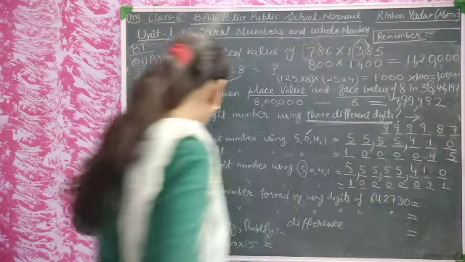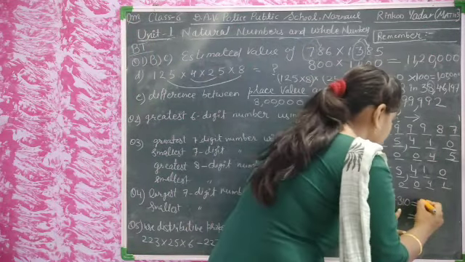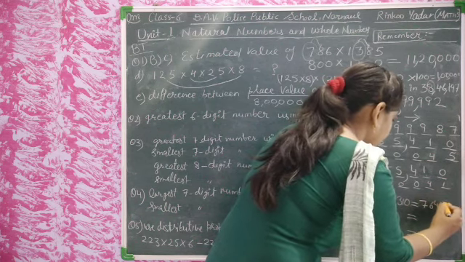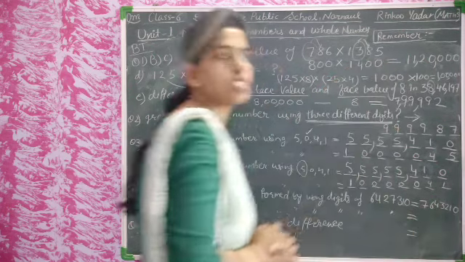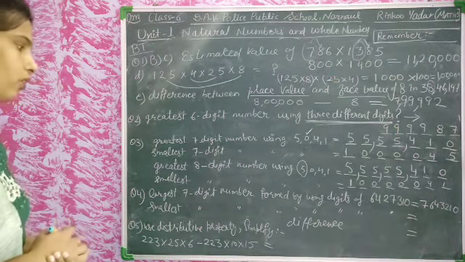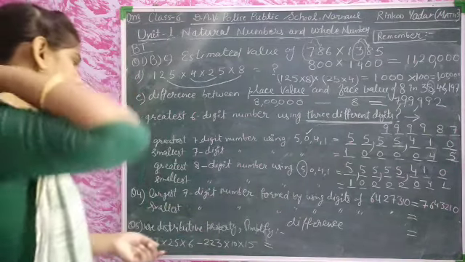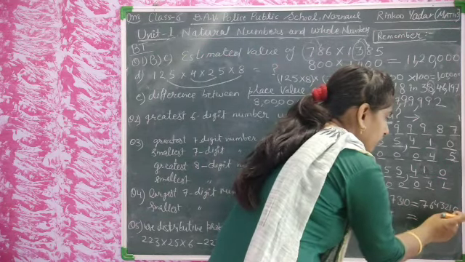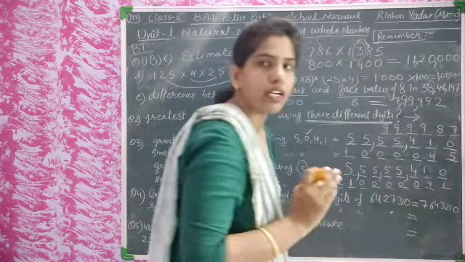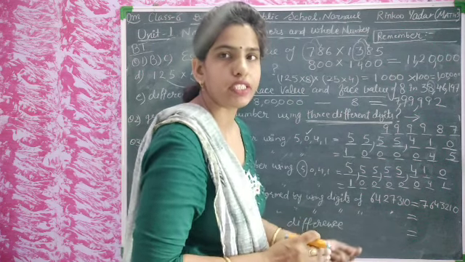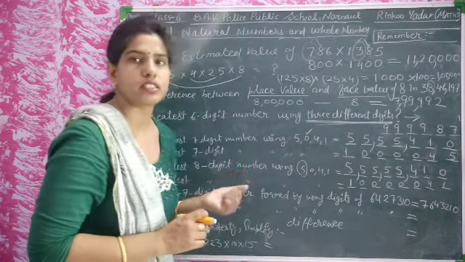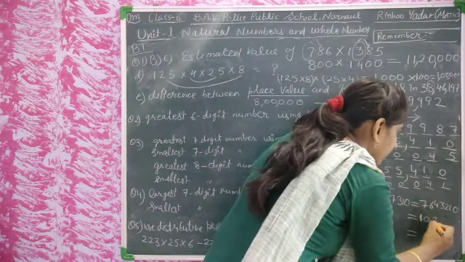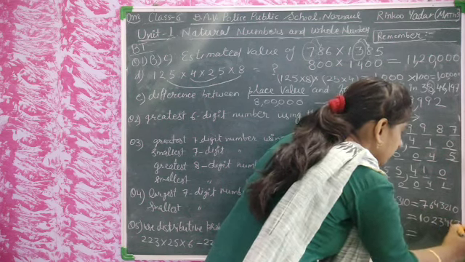So we have to find the largest. Taking the largest digit first, 7, then 6, then 4, then 3, 2, 1, 0. This is the largest 7-digit number using these digits. Now we have to find the smallest 7-digit number using these digits. For the smallest, you use the smallest first, but there is 0, and using 0 at the first place makes it a 6-digit number, not a 7-digit number. So we will use 1 first, then 0, and then 2, 3, 4, 6, 7.